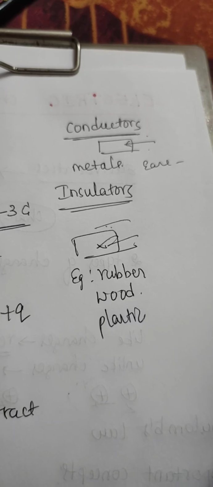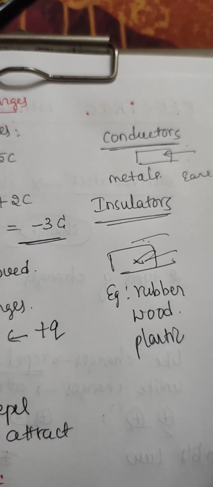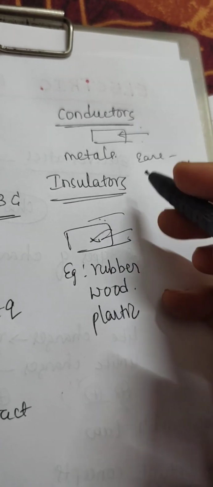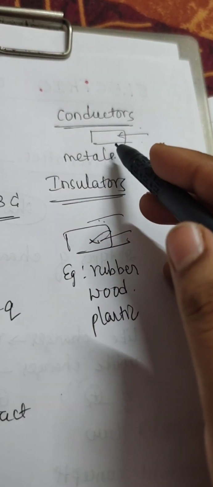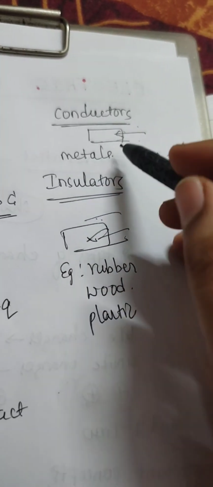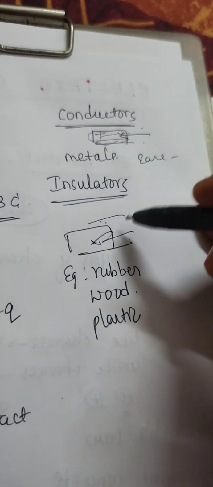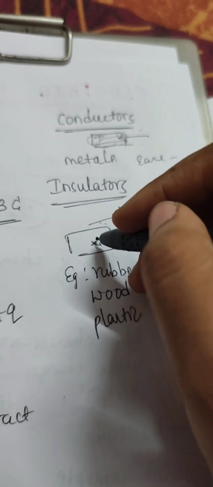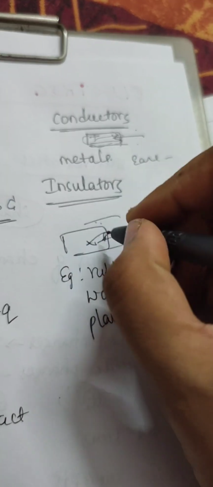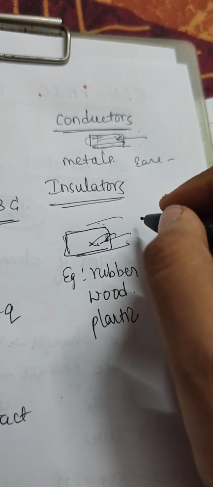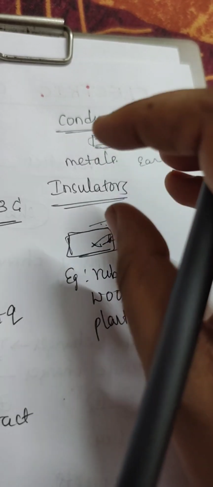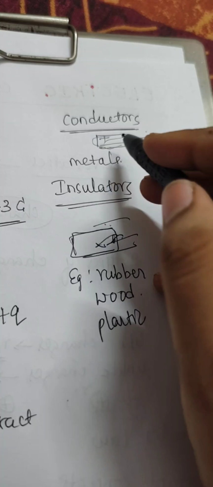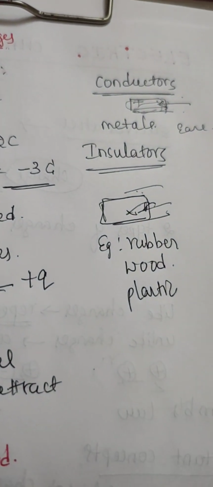Next, charge distribution. When we give some charge to a conductor, the charges spread over its surface. When we consider an insulator, the charge remains at the same spot where we have given it. So in insulators charges stay at the same spot, but in conductors they are distributed over the surface.